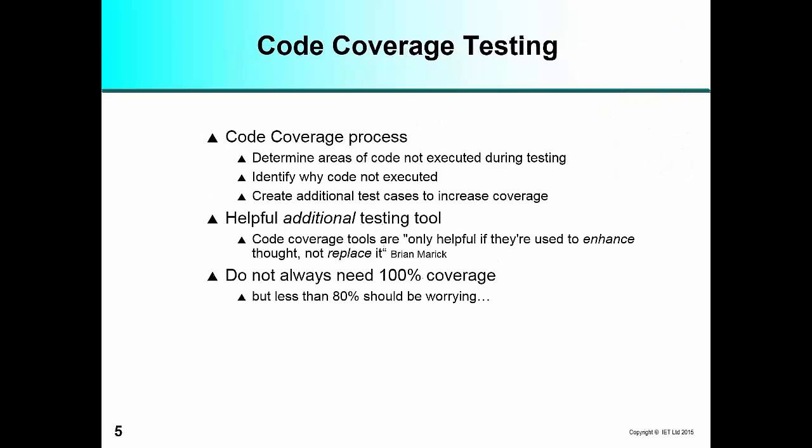So the process of using code coverage is to firstly look at the code coverage results and determine which areas of the code have not been executed during your testing process. And the key question is, why is that the case? It might be simply that your test cases are not adequate to thoroughly test the application. So there may be large parts of functionality in the application that your test cases do not cover.